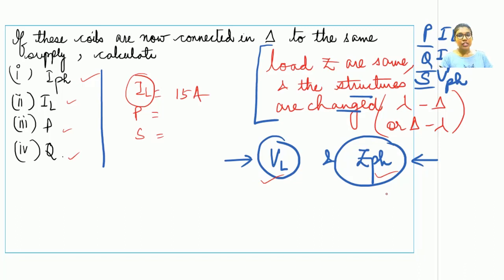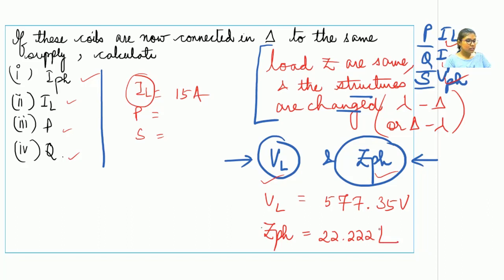Because the moment the connections are changed with the same load impedances, none of the values would remain same. They will change. So what was the value of VL obtained? So these are the values of VL and Z phase that we had obtained earlier. VL had come out to be 577.35 volts and Z phase is 22.222 angle 42.836 degrees. Since the Z phase remains same, it implies that its magnitude and the angle both will remain intact for any type of connection change.